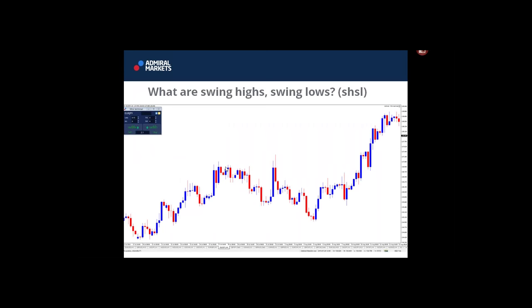We're going to talk about, first of all, what is a swing high, swing low, before Nenad is going to share his view about how to use it. So what are swing highs, swing lows? Let me open the chat box here so I can get your comments. When you look at this chart, all the participants in here are probably going to have a different answer.